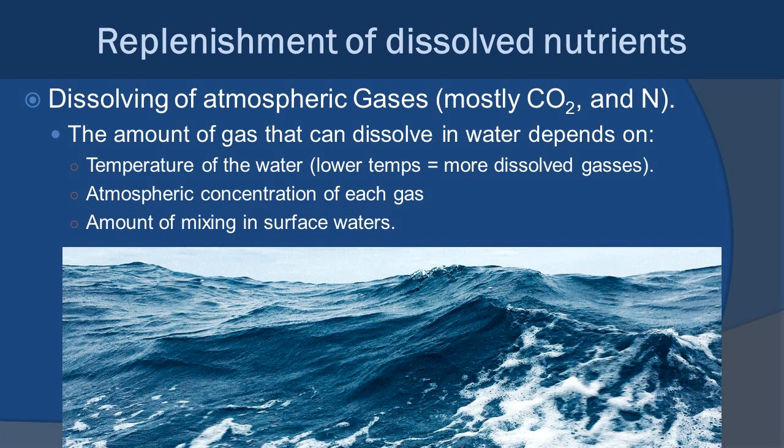Atmospheric concentrations of gas also play a role. The higher the concentration in the atmosphere, the more diffusion you're going to get into the ocean. And of course, mixing of the surface layers is a big factor as well. Anytime you have waves or disturbance on the surface, that's going to create a disturbance of the surface layer of water. Remember, we talked about how hydrogen bonding keeps that surface tension going. And so anytime you have disturbance of that, you can have more dissolved gases coming into the water as well.